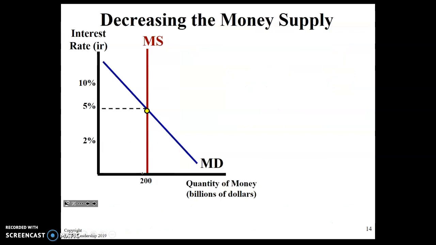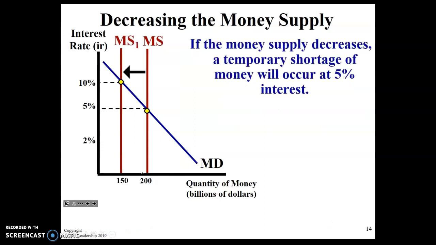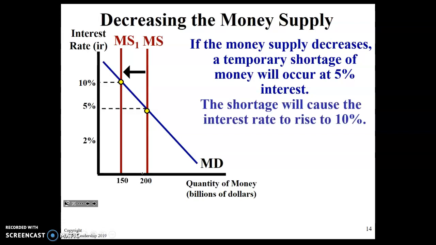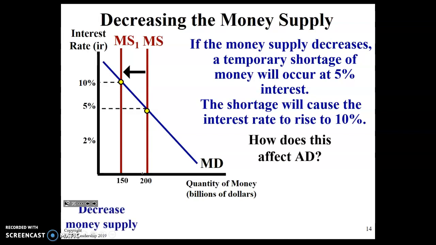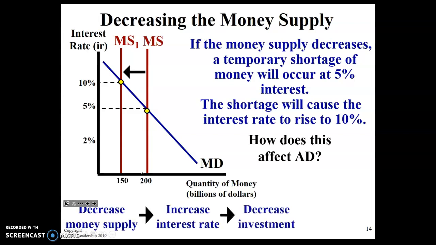Okay. All right, so if the money supply decreases, a temporary shortage of money will occur at 5% interest. Okay, the shortage will cause the interest rate to rise to 10%. All right, and how is this going to affect it? So a decrease in the money supply is going to be an increase in interest rates, which would be a decrease in investment, which would decrease the aggregate demand.